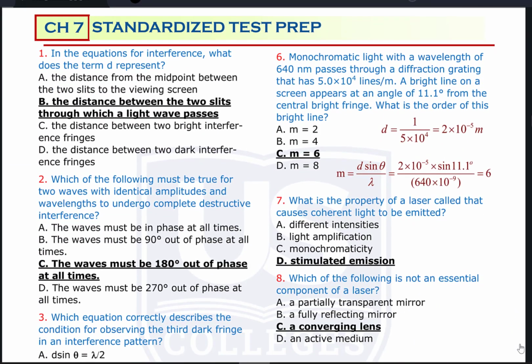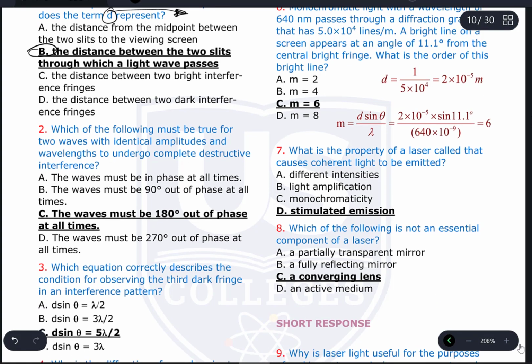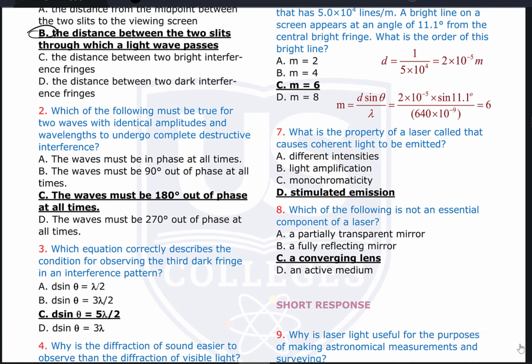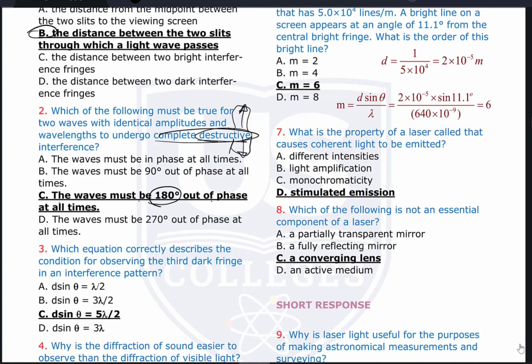And some standard test prep questions. Question number 1. In the equations for interference, what does the term d represent? d is the slit spacing, or separation between two slits, so B is the correct answer. Which of the following must be true for two waves with identical amplitudes and wavelengths to undergo complete destructive interference? They must be equal in amplitude and 180 degrees out of phase, which means they are opposite in direction of displacement all the time. C is the correct answer.